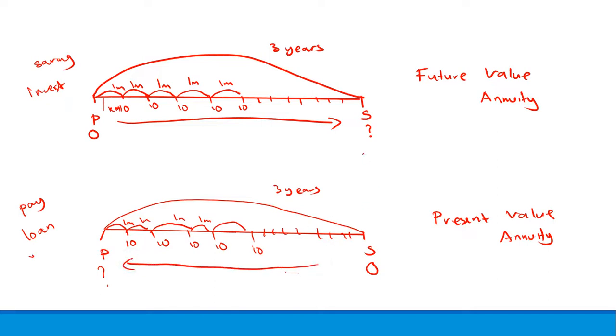This is the difference between future and present. The future value you use for saving or investing, where you want to know the total money you saved at the end, because at the initial it is 0. But for the present value case, when you pay the money, you pay the total amount that you borrowed, and at the end you get 0. So you just want to know how much exactly you borrowed. This is the situation when you use present and future value.